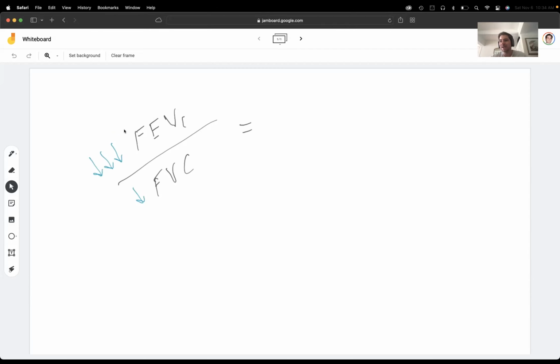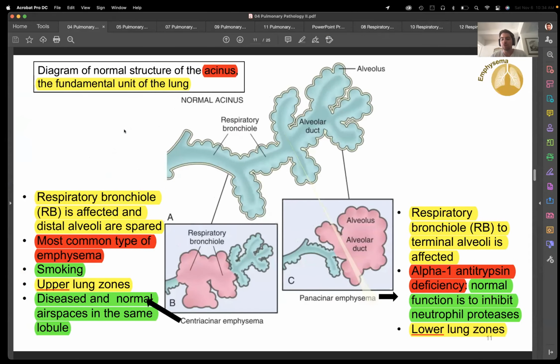They end up getting a barrel chest. Their functional reserve capacity, their residual volume goes up. So you need to keep this in mind, because a lot of questions will put this. The FEV1 to FVC ratio is low, right? Meaning your numerator went down significantly more than your denominator. Okay, so that right then and there tells you that you have an obstructive problem. So you can throw all the restrictive stuff away.